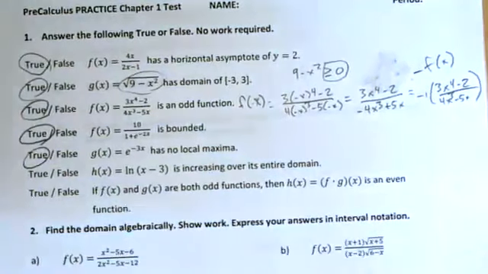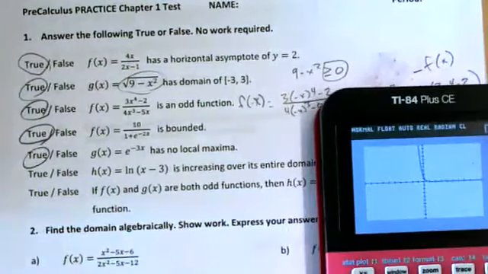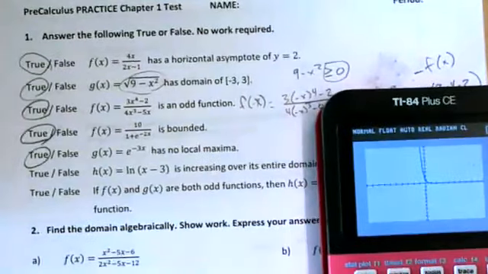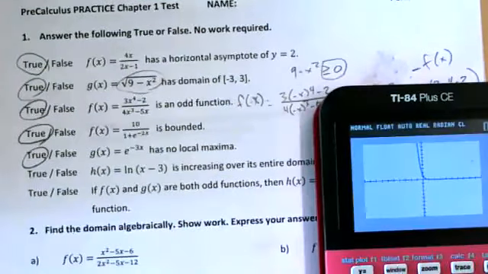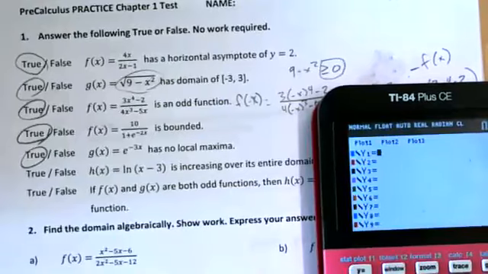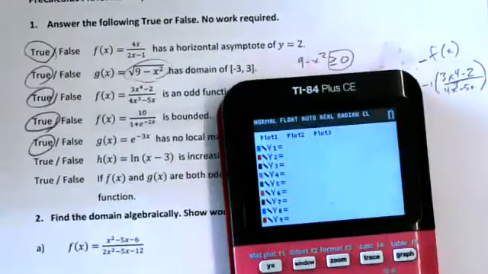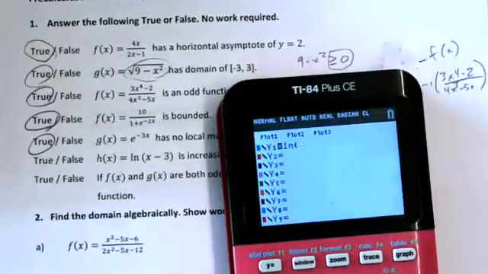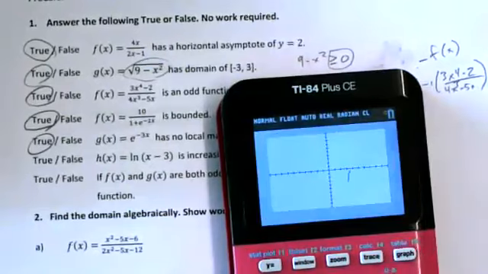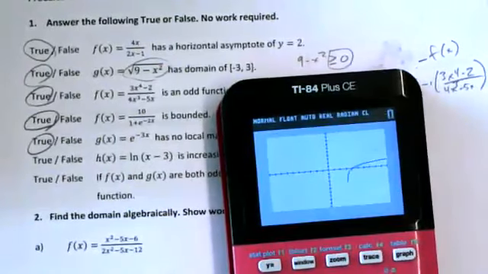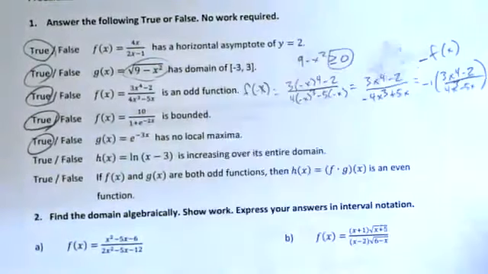That's fine. ln of x minus 3 is increasing over its entire domain. I know that that's going to be true because I know what the natural log graph looks like. But if you don't remember that from last year or from our work with the parent functions, then go ahead and graph it. And you can see that it is increasing, and it's increasing over its entire domain.